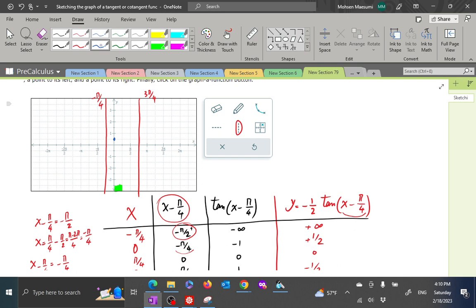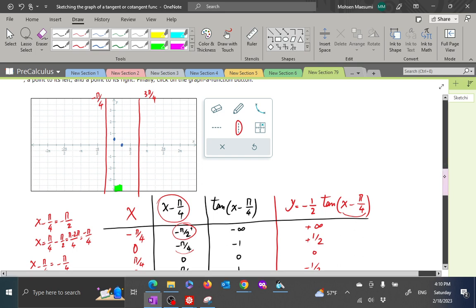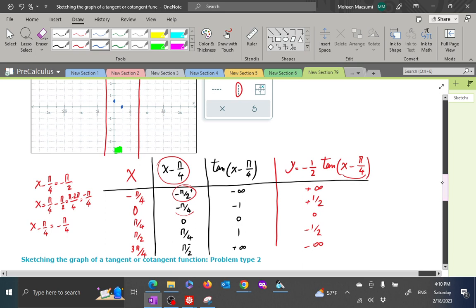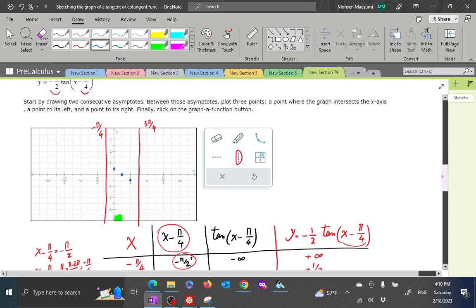Then at pi over 4 we are at 0. At pi over 2 we are at minus a half. Here it's going to be minus a half. So these are 3 points. So each of these graphs wants 2 asymptotes and 3 points in the interior. One is an x-intercept and the other 2 conveniently halfway between the intercept and the asymptote.